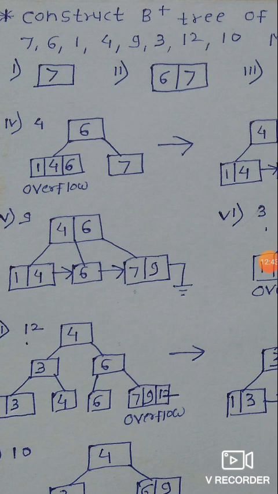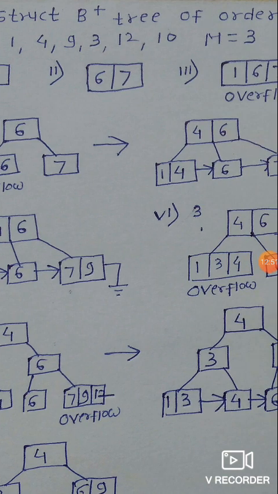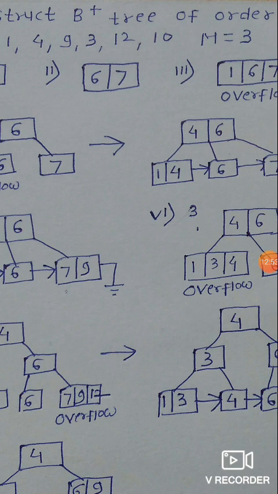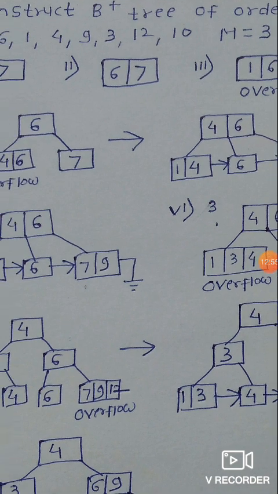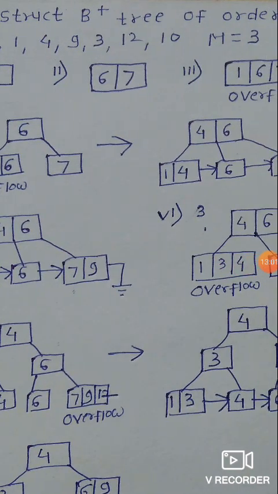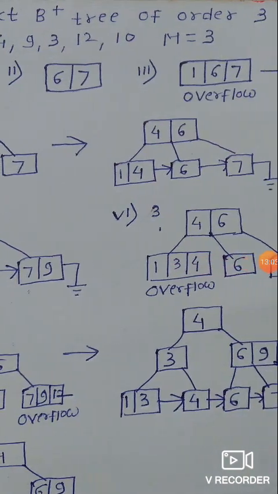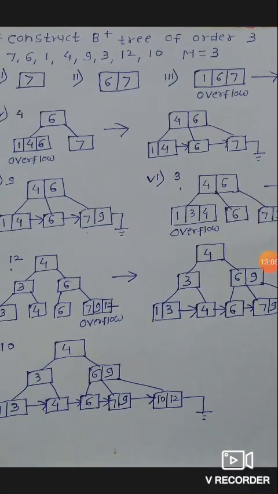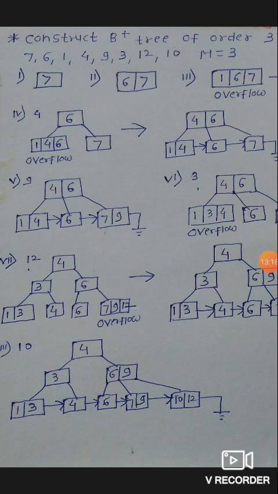There is overflow, we shift 4 which is the central key to its upper node, so the upper node becomes 4 comma 6. Left of 4 it becomes 1 comma 4, right of 4 it becomes 6, right of 6 it becomes 7. Okay, and see here I have linked all the leaves by using a pointer.